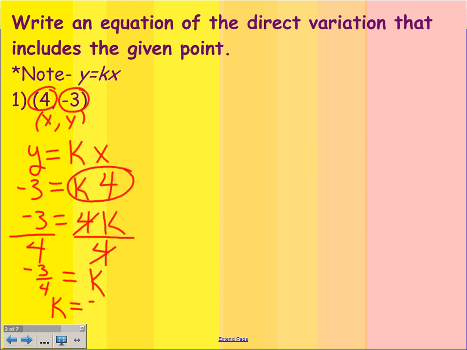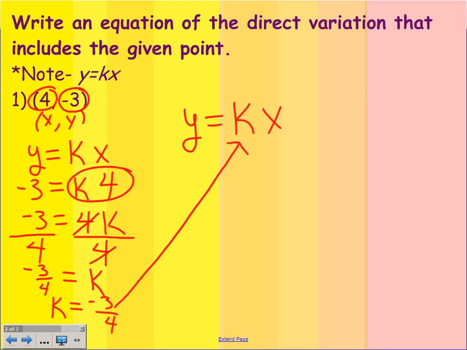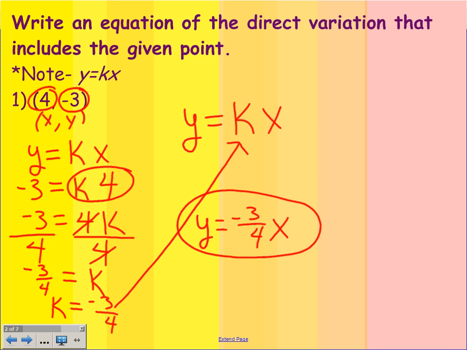I'm going to switch that around. Notice that my equal signs are lined up. You've heard me say that before. Our equal signs are lined up. And now I know that my constant of variation or my unit rate is negative 3/4. So once I know k, then I can go back into the original equation, which was, once again, y is equal to kx, and we can substitute in negative 3/4 for k. Y is equal to negative 3/4 x. And that, my friends, is our final answer. We have written an equation in the form of direct variation y is equal to kx.